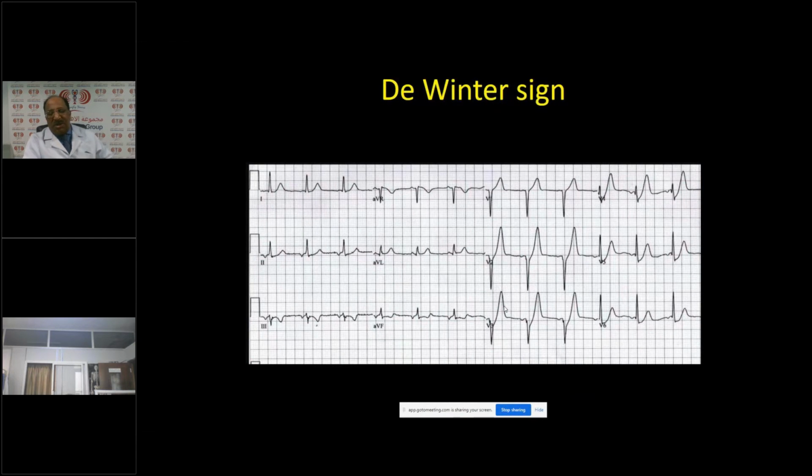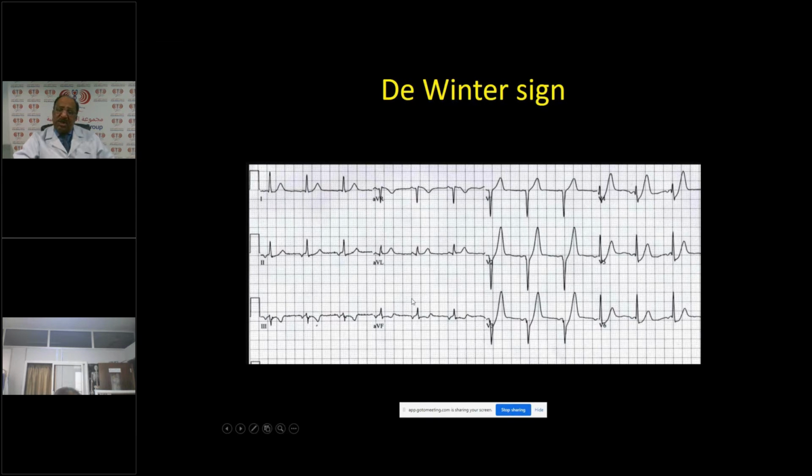Now, another sign is called the de Winter sign. These are also less well recognized. Here what you see is ST depression with upsloping ST and a tall, sharp T wave in V2, V3, V4, etc. This is one of the very early signs of acute occlusion of a coronary artery, which may lead to ischemia. So it's very important to recognize this pattern in a patient with chest pain and it should not be ignored.